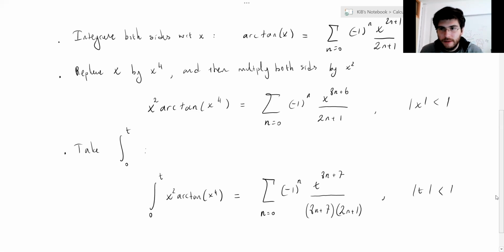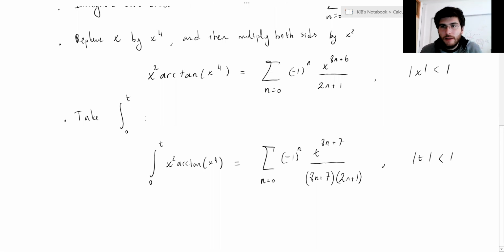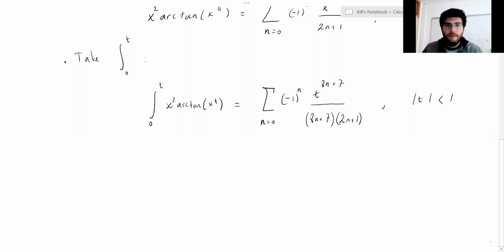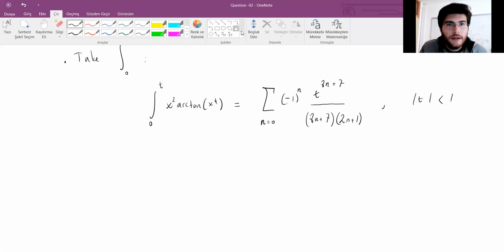Now we have a parameter t. Okay, fine. That's all. We have the expression. This is how we have it.